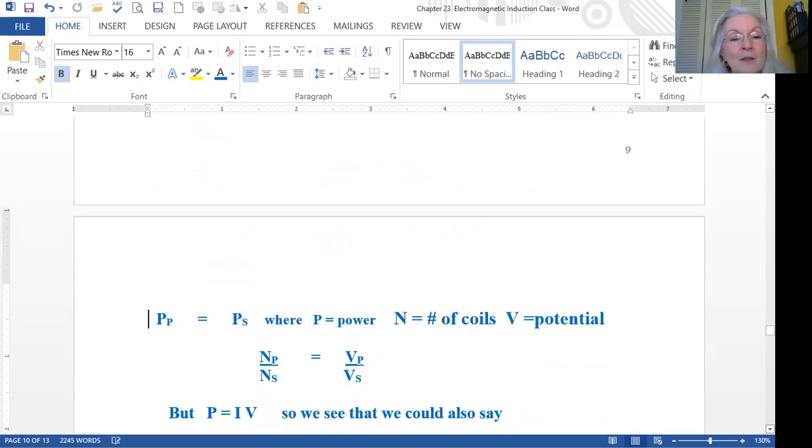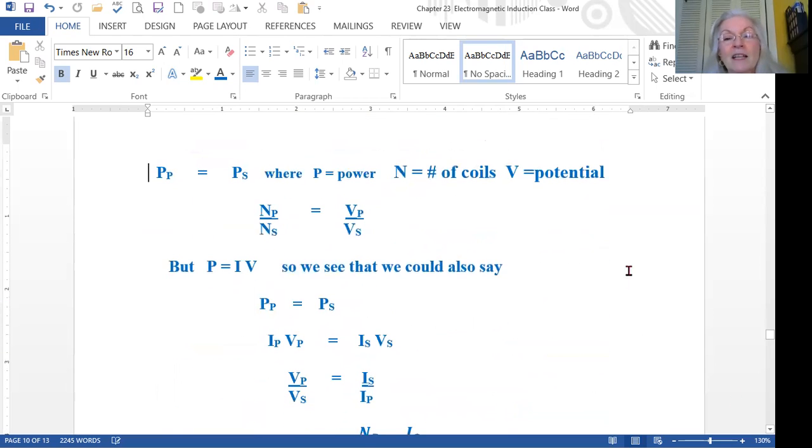So power in the primary equals power in the secondary, but the ratio of the number of coils in the primary to the number of coils in the secondary is going to equal the potential in the primary divided by the potential in the secondary. You will need to know this equation that N primary over N secondary equals V primary over V secondary.